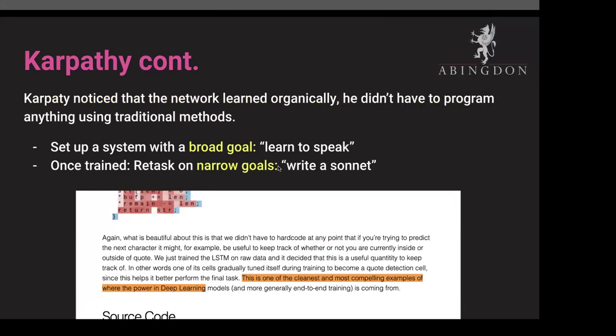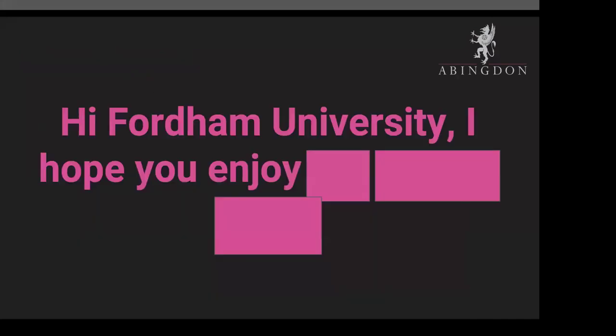So what Karpathy also noticed is that, learning organically, you didn't have to program the network. Again, this is very early on, but he was looking at deep learning and thinking, well, I'm setting up a system with a broad goal, learn to speak. And then once it's trained, I can retask it on a narrow goal of write a sonnet, without having to sit there and program in that very traditional method of logic and ifs and elses and all of those kinds of things. So this was an amazing discovery, and it was picked up quite quickly.